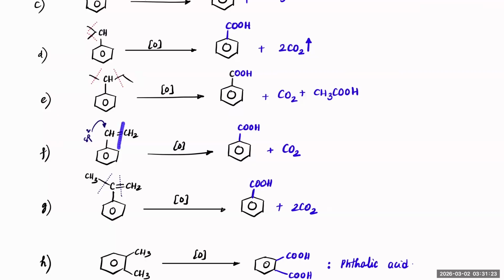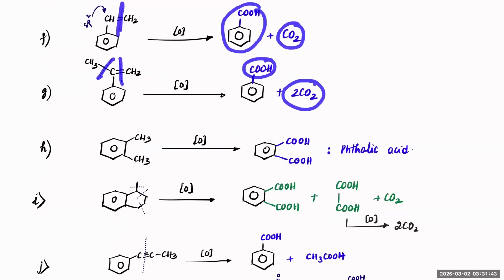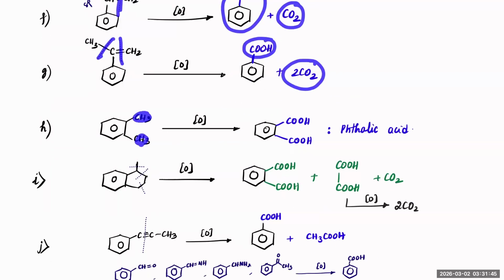If you have a double bond, there is no compulsion of having a hydrogen here. If the carbon already has a double bond, then the necessity of having an alpha hydrogen is not required. So you can break it directly: benzoic acid plus CO2. Here also break it: benzoic acid and 2 moles of CO2. Here also, these two carbons can be converted into acids. You will get phthalic acid.